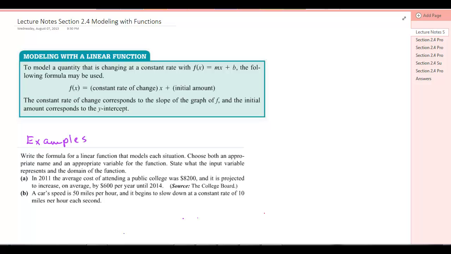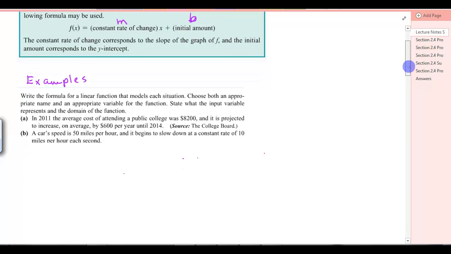All right? So for a linear function, to model a quantity changing at a constant rate, so that's mx plus b, then you want to think about f of x equals the constant rate of change times x plus the initial amount. This is the same as the slope, and this is your y-intercept, the initial amount. So let's look at that in a problem.